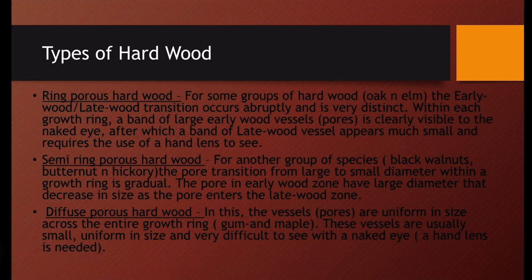In the third, that is diffuse porous hardwood, the vessels or the pores are uniform in size across the entire growth ring, like gum and maple. These vessels are usually small, uniform in size, and very difficult to see with the naked eye. A hand lens is needed.